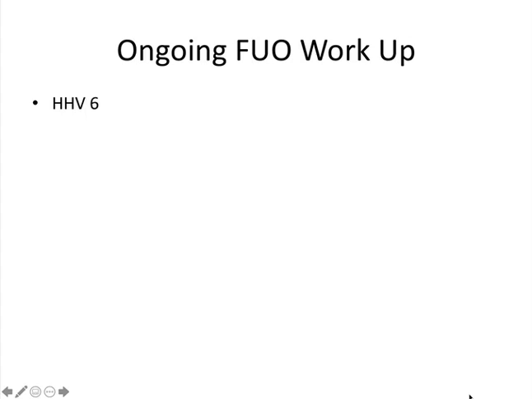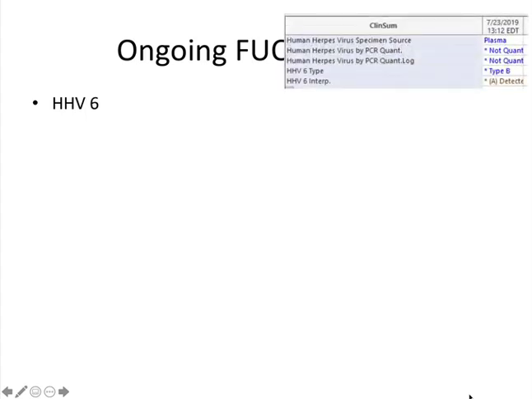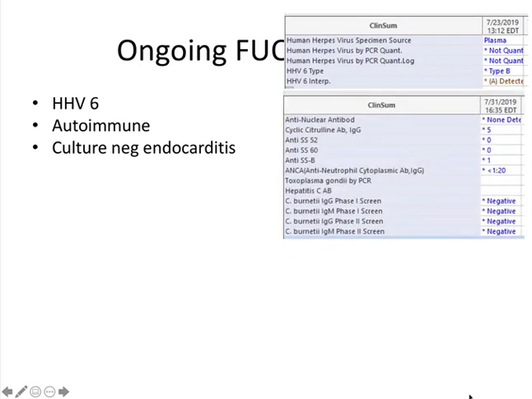We were looking at HHV6 issues. Could she have enough to cause fevers as well as poor counts? She did have it detected, but it was not quantifiable, meaning it was a very small amount. That shouldn't be what's driving this issue. Autoimmune issues: does she somehow have culture negative endocarditis? So you can see here we did the workups for the immune as well as the culture negative endocarditis parts of it. We also checked for Lyme.